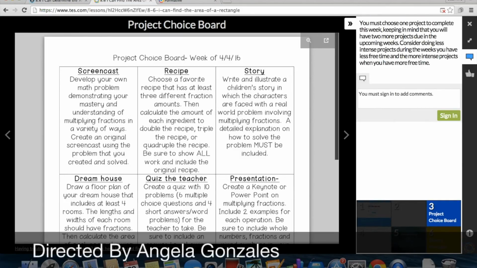Right now, I'm just looking at the project choice board, and then, as you can see, it will end soon enough.